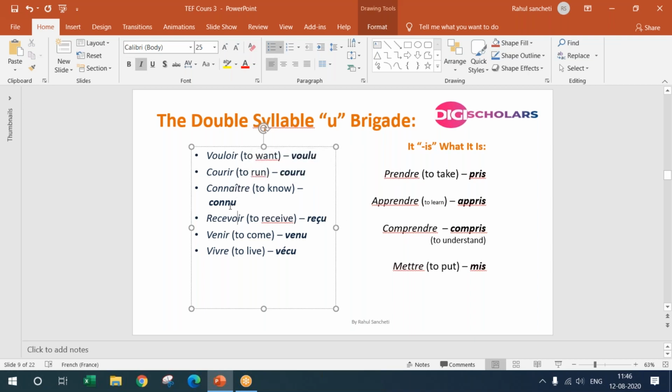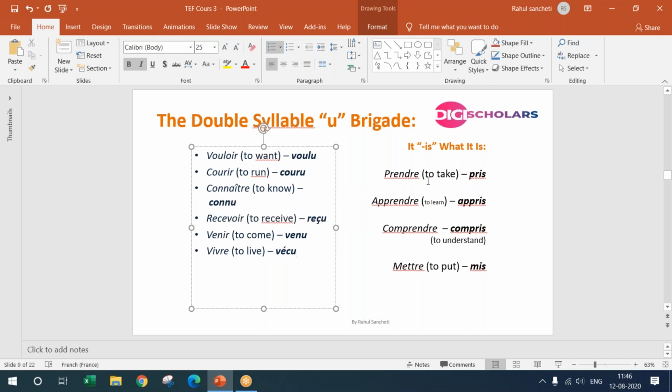Recevoir is reçu. You just remove all of these, because we have seen this in VOIR also. VOIR, you add just a U. It was there in the Tiny U Club. So instead of this, you add a U. So it is reçu. Venir is venu. IR ending verb, remove IR and place a U. Vivre is vécu.